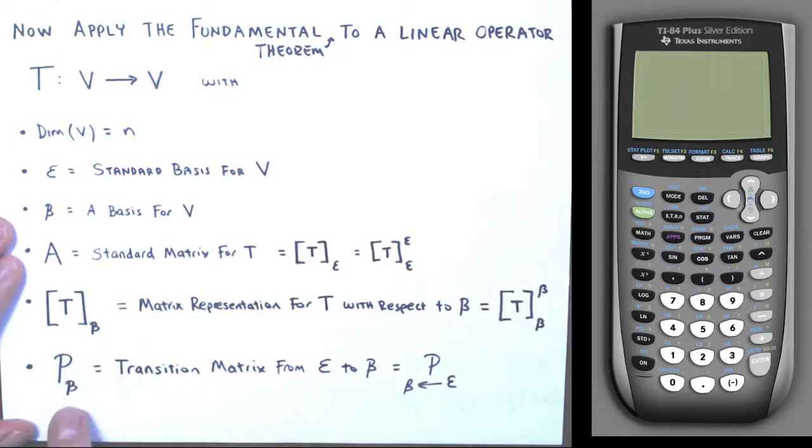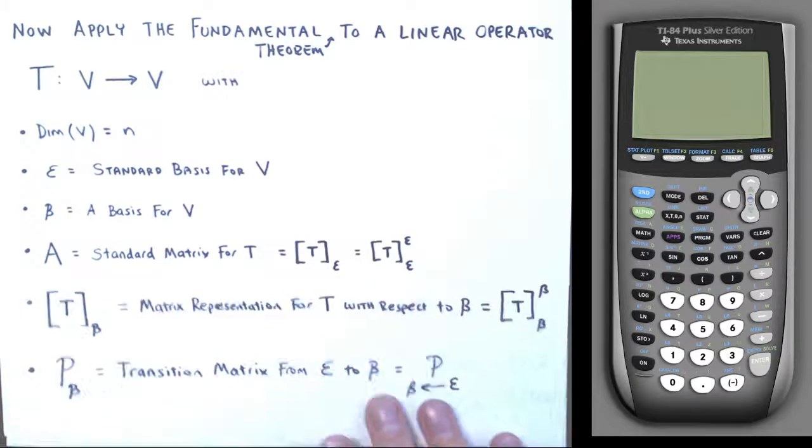And then the same stuff, PB will represent the transition matrix from the standard basis for V to basis B for V. Or you could notate it P from E to B like this. Notice there's no PC because this time B and C are the same set. They're the same basis. Then all the same stuff holds, just going back to this statement earlier.